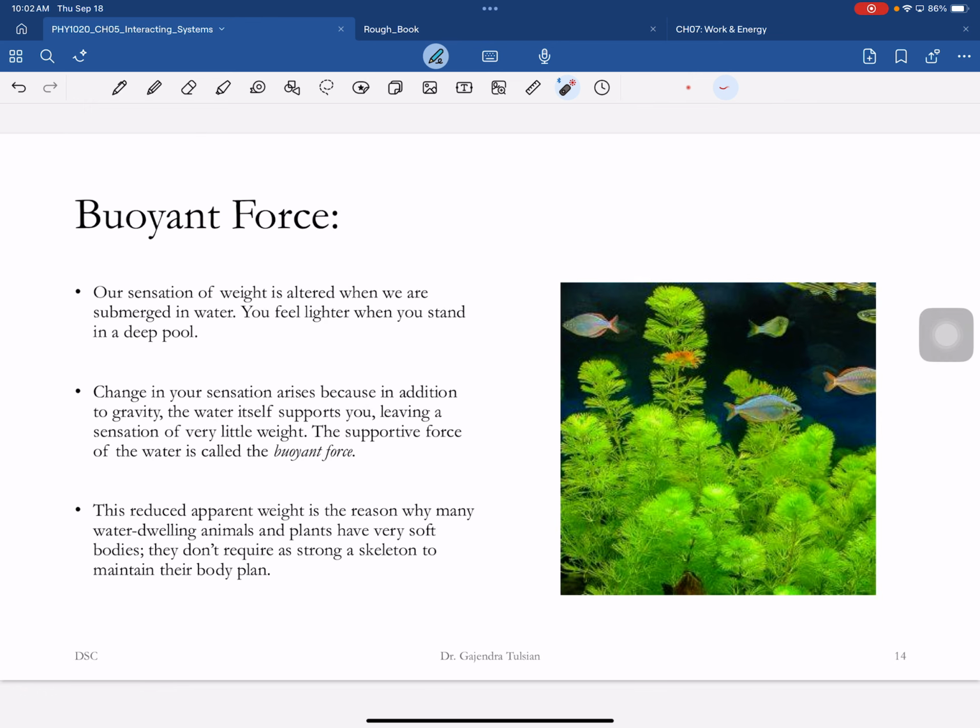As you saw, your sensation of weight is altered when you're submerged in water. You feel lighter because of the buoyant force. The supportive force of the water is called the buoyant force. This reduced apparent weight is the reason why many water-dwelling animals and plants have very soft bodies. If you bring them out of water, they won't survive.